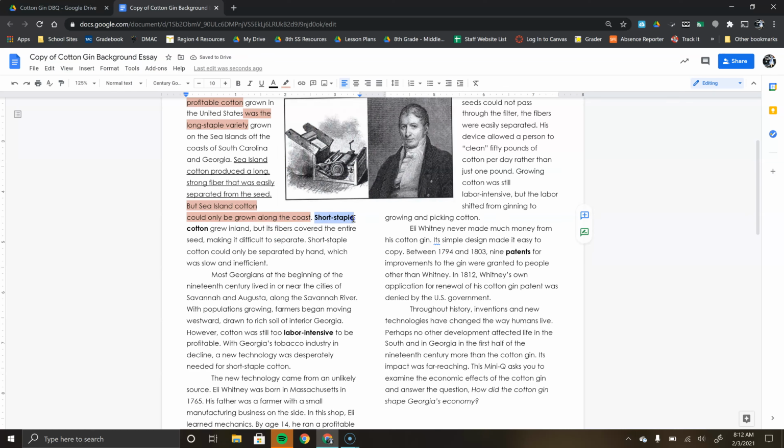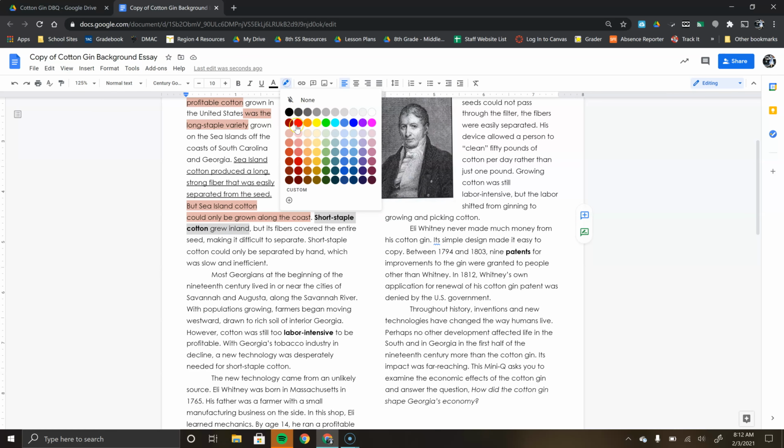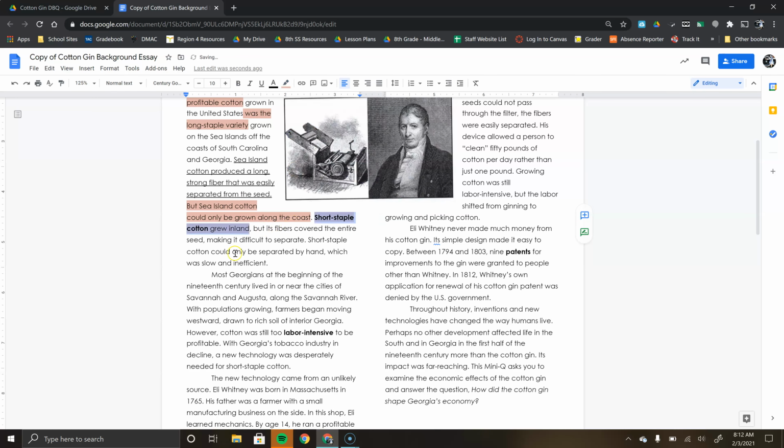So what they grew instead was that short staple cotton. So we have our short staple cotton. And that short staple cotton is kind of like the long staple cotton, but its fibers cover the entire seed, making it difficult to separate. So when we say that cotton was very labor intensive, like it took a lot of work, it's because of this. And it could only be separated by hand, which was slow and inefficient. So it wasn't very fast. You couldn't do a lot at one time. And that's your short staple cotton.